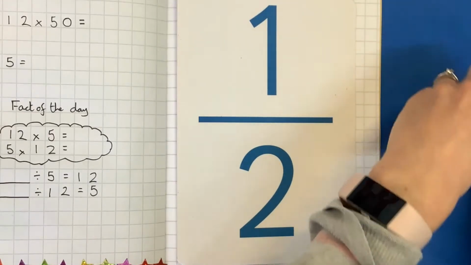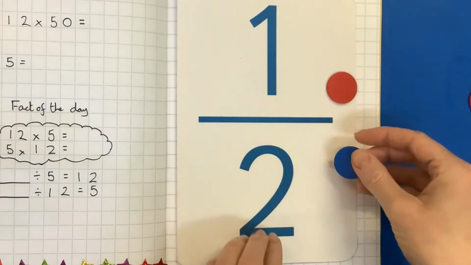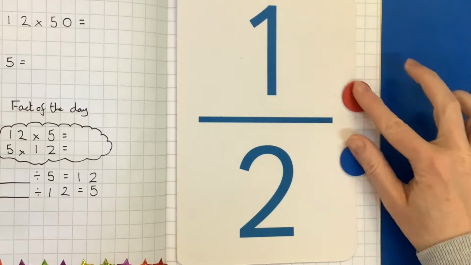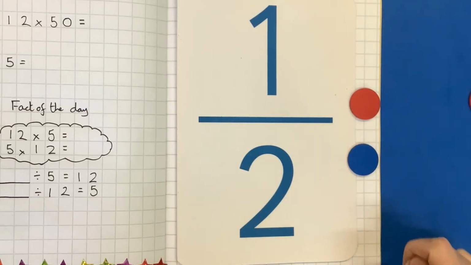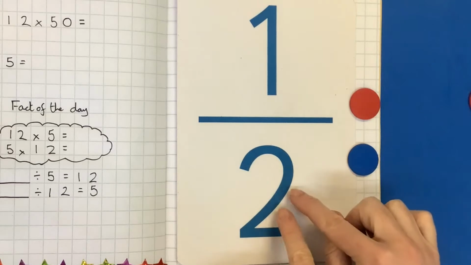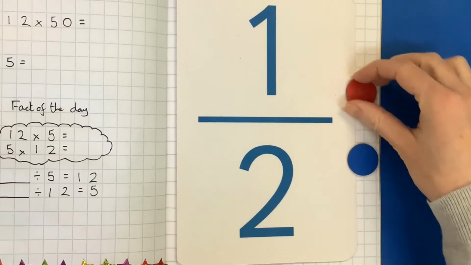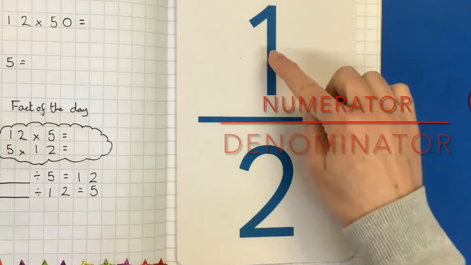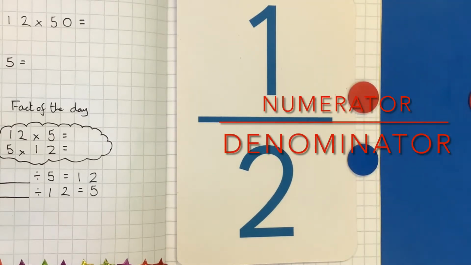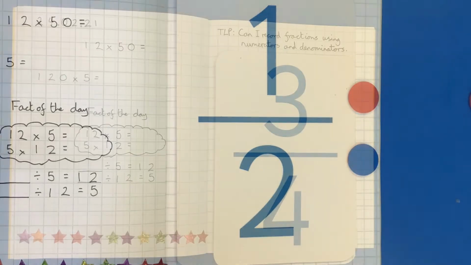If I have 2 counters, one is red, one is blue, I would say half of my counters are red. And also, of course, half of my counters are blue. I've got 2 counters and one of them is red. So we've got the numerator up here and the denominator down here.